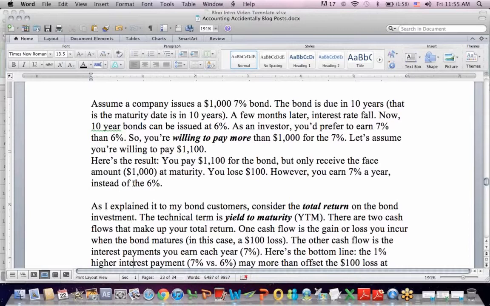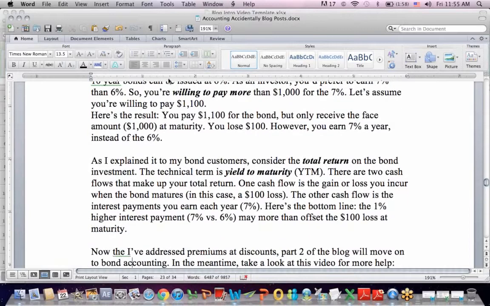Well, here's the result in terms of cash flow. You pay $1,100 for the bond, but at maturity you only receive the face amount or $1,000. So in that part of the transaction, you lose $100. You pay $1,100, you only get back $1,000. That's the bad news. The good news is you earn 7% a year instead of 6% a year.